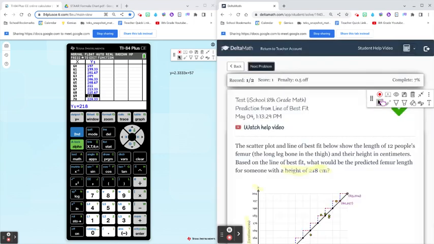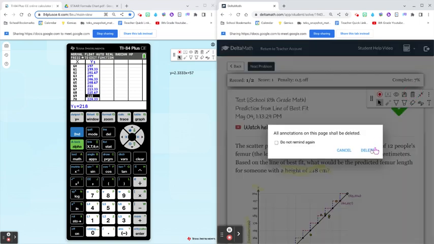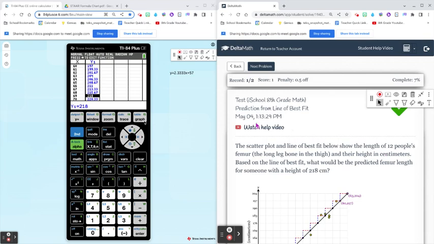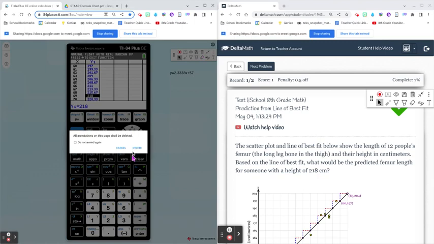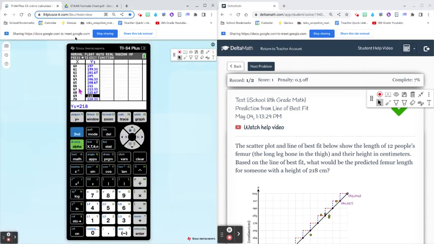Okay, if that was enough to get you started, go ahead and stop the video and try it and see how you do. I'm going to do one more example just to reiterate everything that we've done so far. All right, so delete all this. Okay, so to get out of anywhere, we can hit second mode, and it takes us back to our home screen.